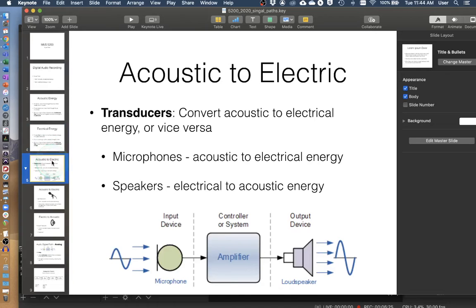So we need transducers to convert from acoustic to electrical energy. Transducers are converters, and they help us to change from one realm to the next. Microphones convert from acoustic to electrical energy. Speakers are the opposite. They convert from electrical to acoustic energy.